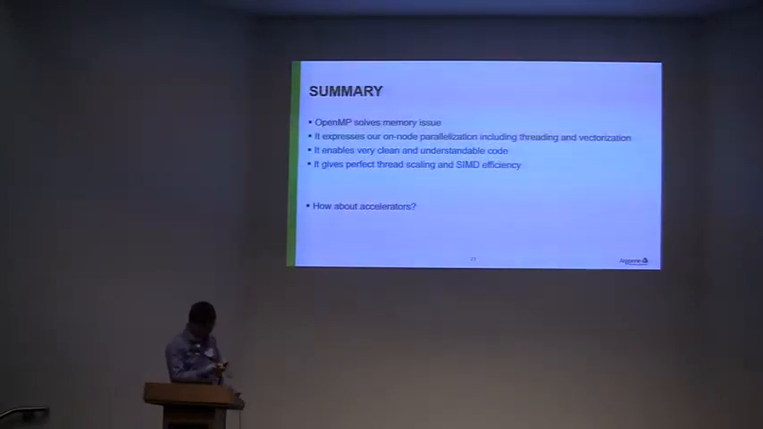So just a quick summary of the previous parts. OpenMP, the shared memory, helps us to solve the memory issue of the big B-spline table. It expresses our on-node parallelism, including threading and vectorization. It enables us to write very clean and understandable code, and it gives us perfect thread scaling and SIMD efficiency. And how about accelerators?